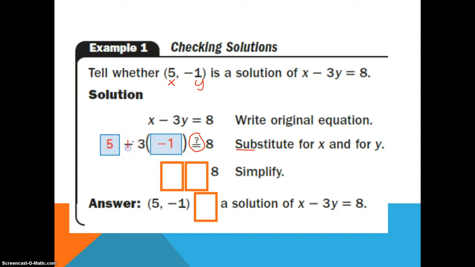Let's change the subtraction to adding a negative. Two negatives make a positive 3. 5 plus 3 equals 8. So it checks. It is a solution. If it did not equal 8, it would not be a solution.